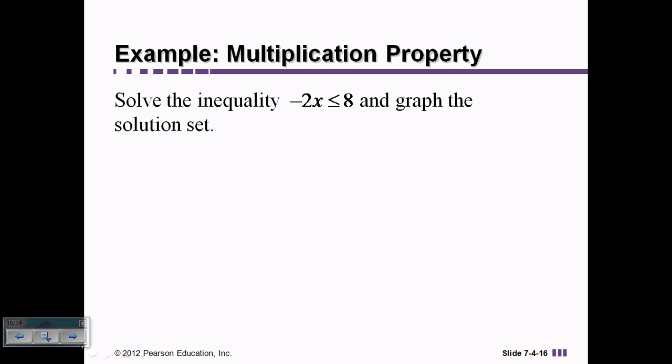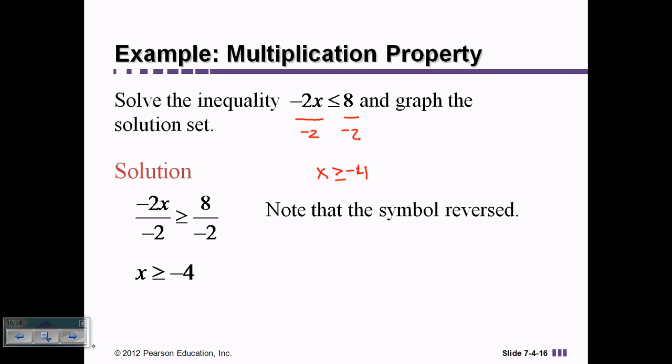So here's an example of that. In order to solve this problem, I have to divide both sides by negative 2. So 8 divided by negative 2 is negative 4. And because I divided by a negative number, the arrow is going to change directions. And then again, doing my interval notation and graphing, there's my solution.